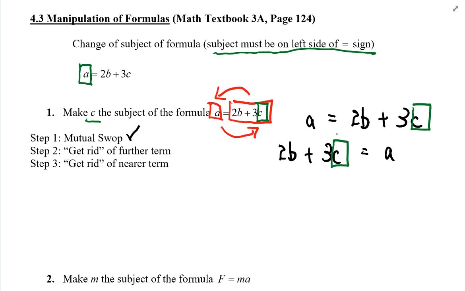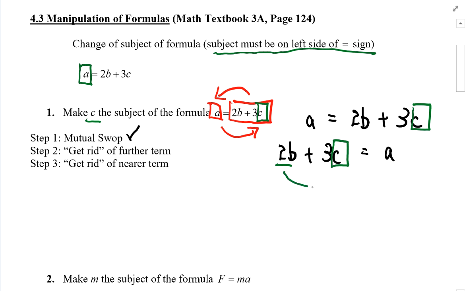term. Which term is further away from C? There is a number 3 beside C. There is a 2B right far away from C. So you are right to say that 2B is very far away. So we need to get rid of 2B, which is the further term away from the box C. So that's what I'm going to do now.